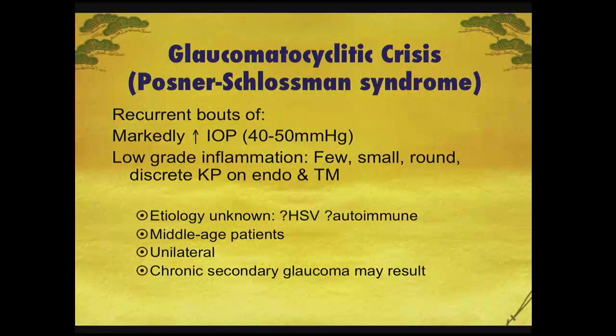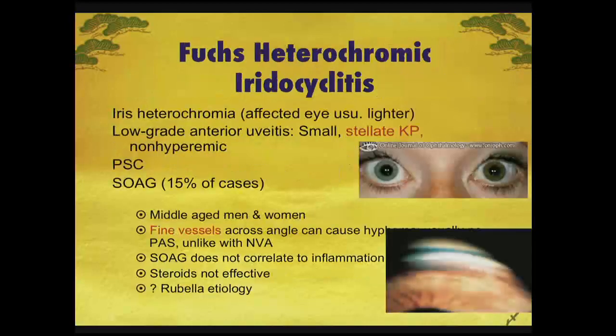Okay, then there's glaucomatocyclitic crisis or Posner-Schlossman syndrome. This is characterized by recurrent bouts of very markedly high intraocular pressure and low-grade inflammation. The KP in this condition are small and very discrete on the endothelium and trabecular meshwork. The etiology is unknown at this time. It's thought that maybe it's due to herpes virus or autoimmune. Typically seen in middle-aged patients, unilateral. Glaucoma will occur if you get chronic recurrent bouts of this high eye pressure.